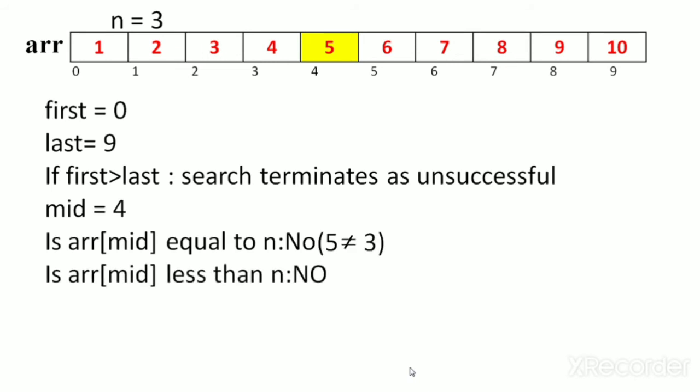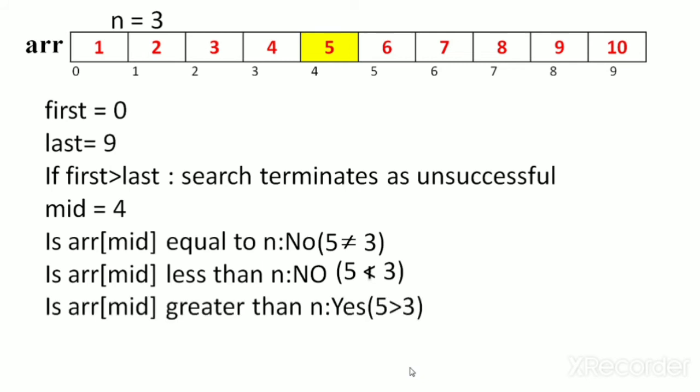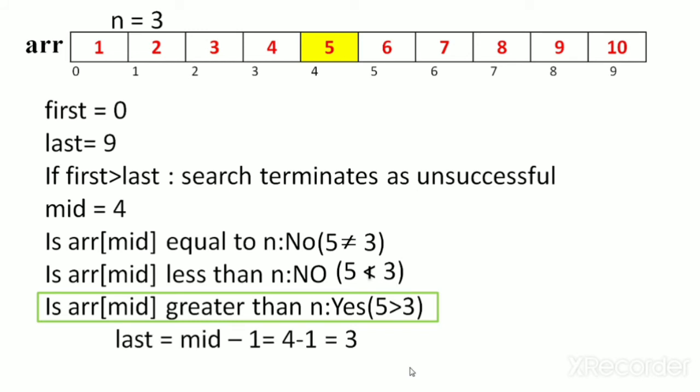So it checks the second condition. If the middle element is less than n, no, 5 is not less than 3. So again it checks the third condition. Yes, 5 is greater than 3. So if this condition holds, if the mid element is greater than the number we are searching, then the last should be reduced to mid minus 1.